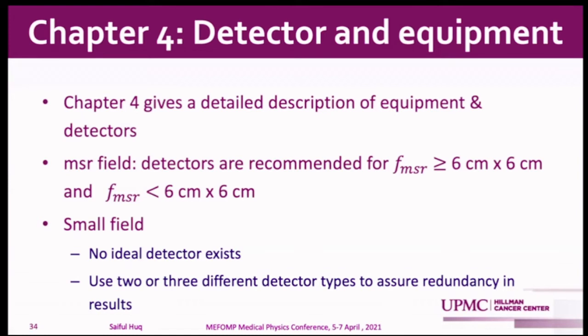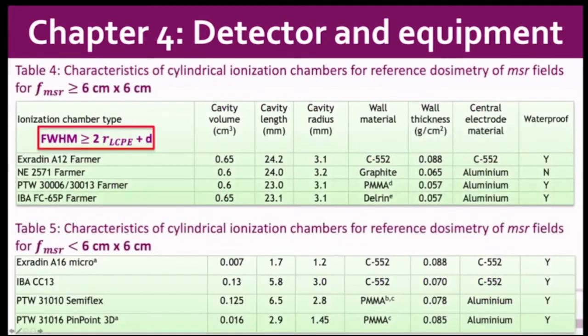For small fields, the code of practice states unequivocally that there is not an ideal detector that is good for all kinds of parameters that we want to measure in small field situations. So the recommendation is always to use 2 or 3 different detector types and do the measurements for the parameters, such as the field output factor that you want to measure, and make sure that there is redundancy in the data, and that will give confidence in the data that you're measuring.